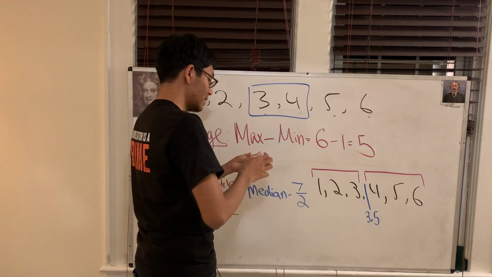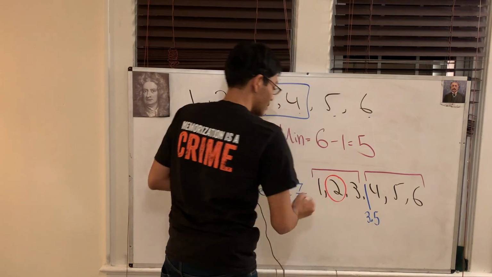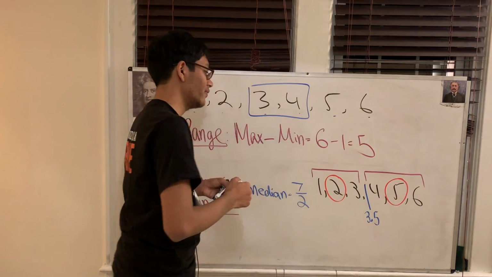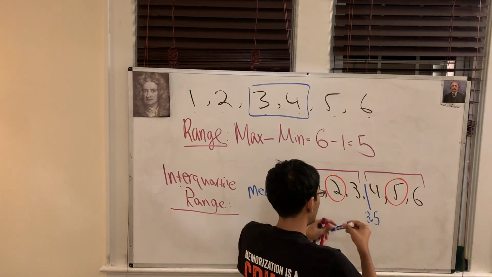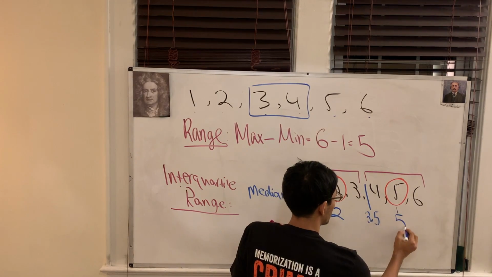Okay, well, that's not too hard. The median of this guy over here, well, that's just going to be the middle number, 2. Median of this guy, that's just going to be the middle number, 5. And so now you're starting to get a clearer picture of what's going on. Okay, so this is your lower quartile. This is your upper quartile.